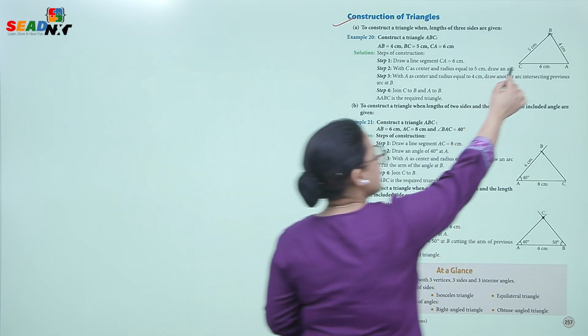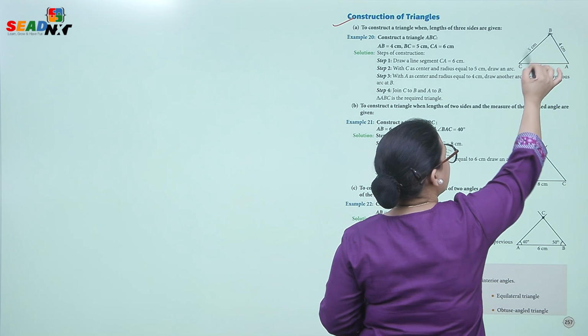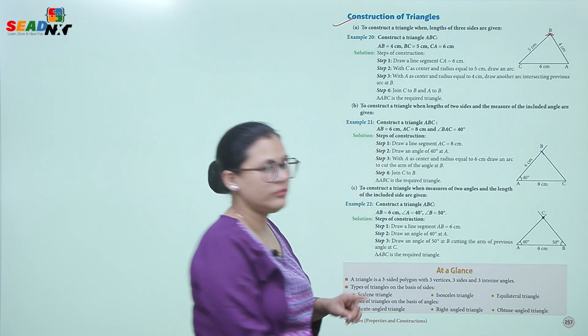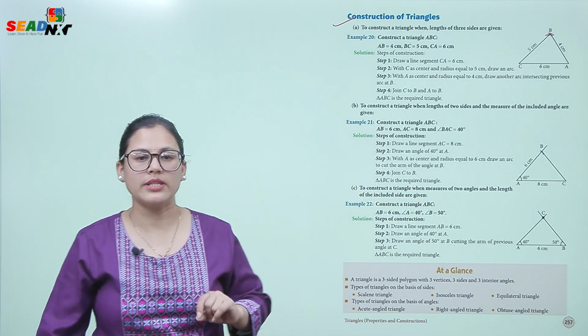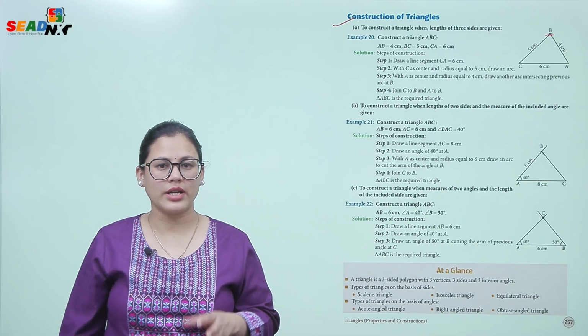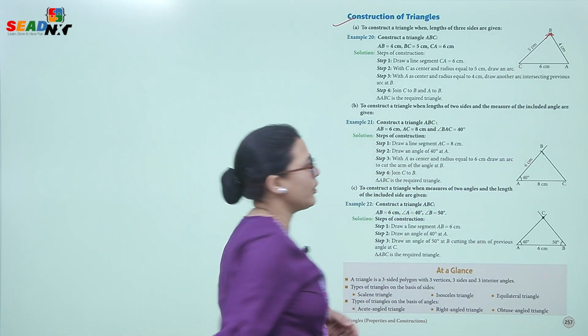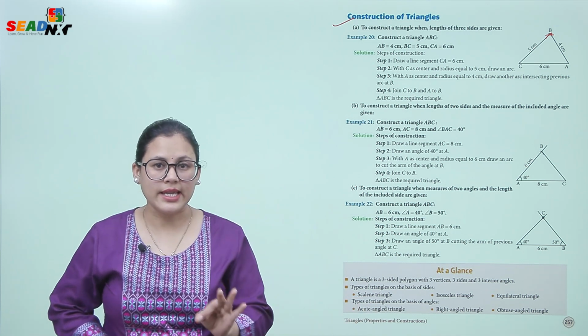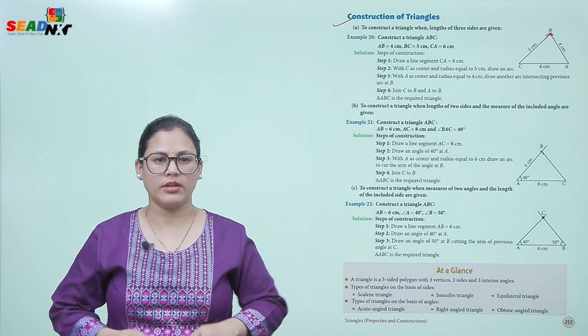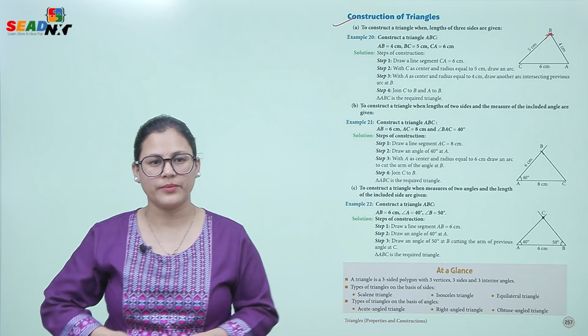5 centimeter का आप radius लेंगे and then you will draw an arc, यहाँ पे रख के इस तरह से. Then with A as center and radius equal to 4 centimeter, draw another arc intersecting the previous arc at B. यहाँ से आप करेंगे इस तरह से. Now join C to B and A to B, and triangle ABC is the required triangle.